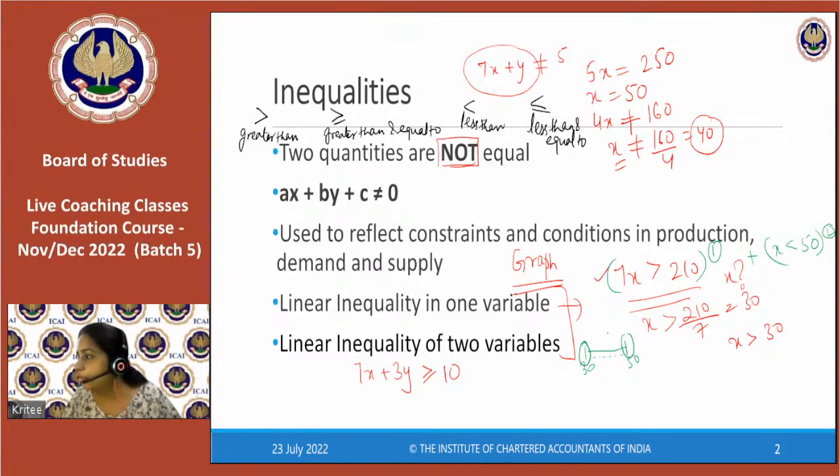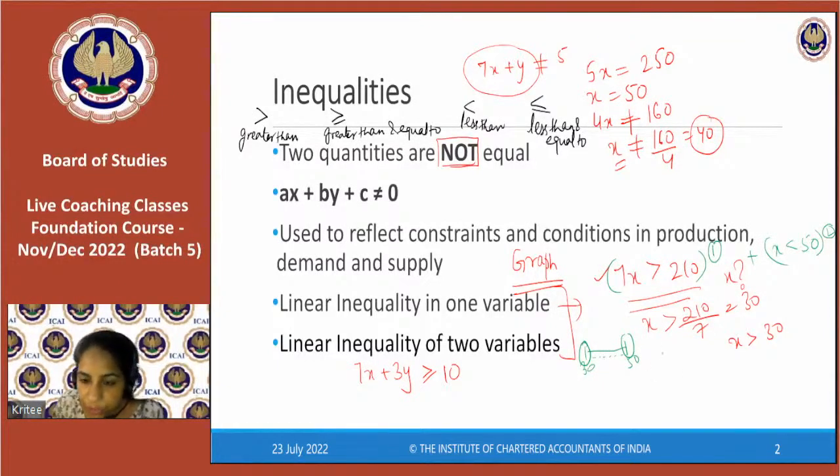When you have only less than or greater than, it means that apart from that value, the other values ranging in the condition will be satisfying. So other than 30, any number which is greater than 30 is my answer. Any number other than 50 and less than 50 is my answer.